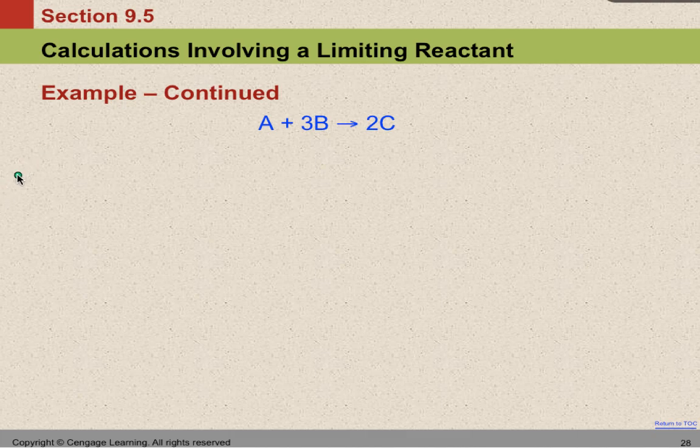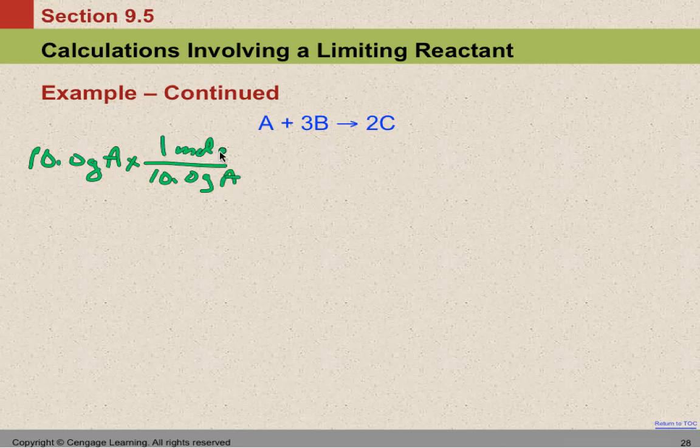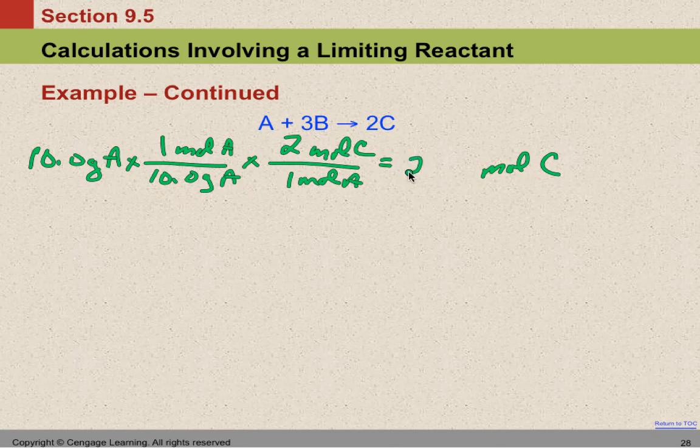So in the problem I had 10.0 grams of A, and I was told the molar mass of A was 10.0 grams of A in 1 mole of A. For every 1 mole of A, I'm going to make 2 moles of C. That will give me my moles of C. So this should give me 2.00 moles of C.